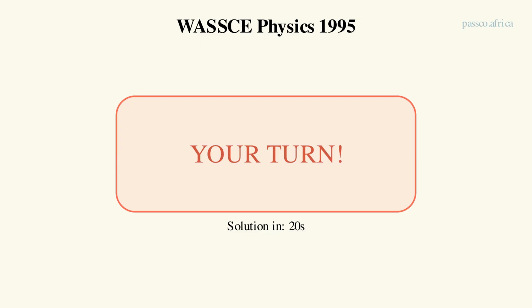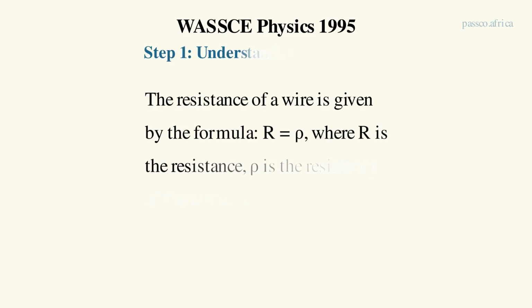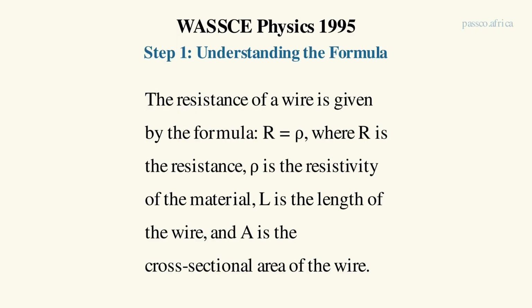Step 1. Understanding the formula. The resistance of a wire is given by the formula R equals ρL over A, where R is the resistance, ρ is the resistivity of the material, L is the length of the wire, and A is the cross-sectional area of the wire.